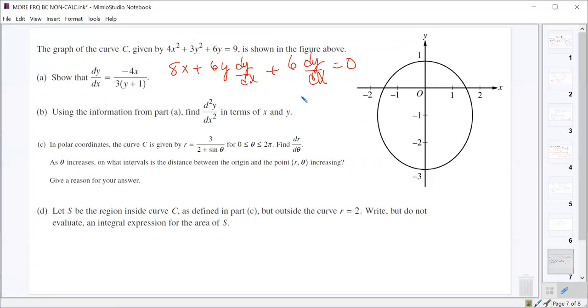We'll subtract the 8x to get -8x. We'll factor out the dy dx. And we'll divide by 6y plus 6, giving -8x over 6y plus 6. That's -4x over 3 times y plus 1, if you divide both the top and the bottom by 2 and then factor out the 3. So part A should have been pretty easy. They gave you 2 points for that: 1 point for implicitly differentiating and 1 point for simplifying it down to the answer.